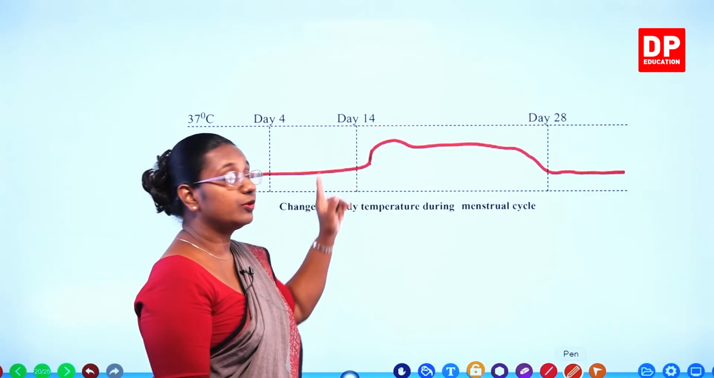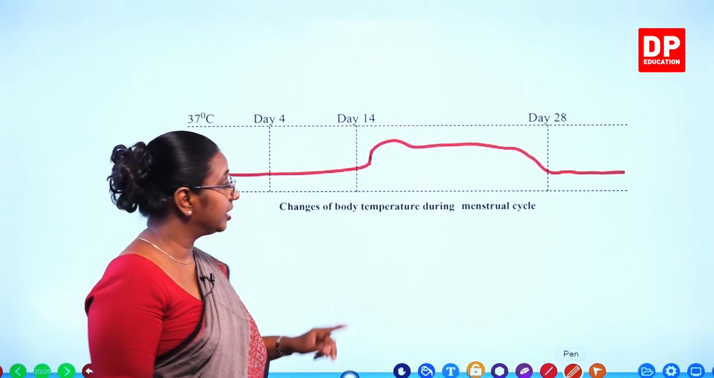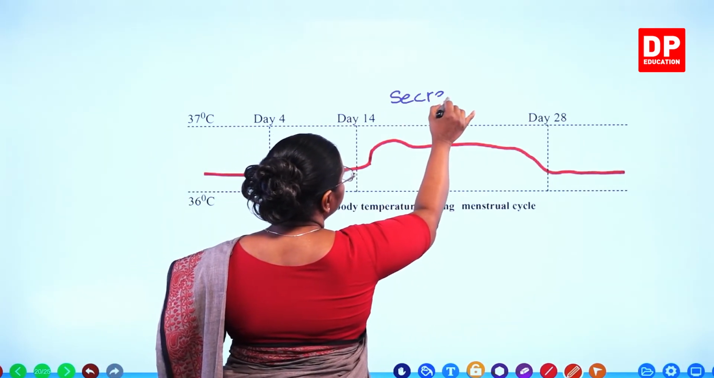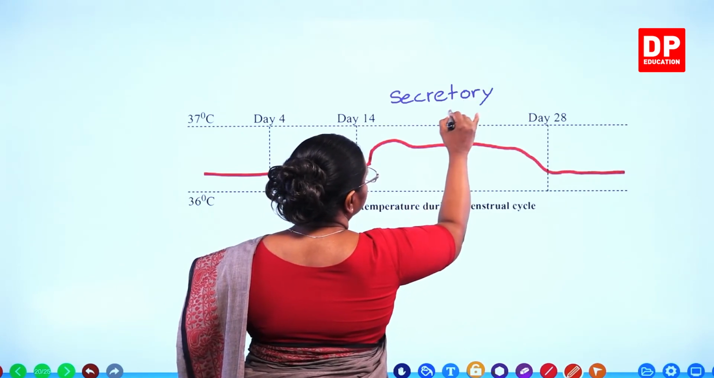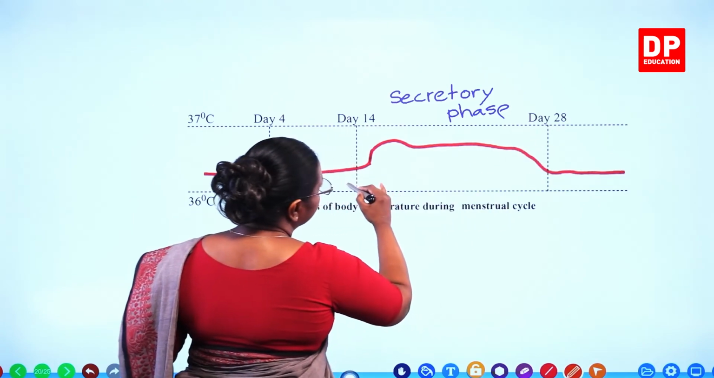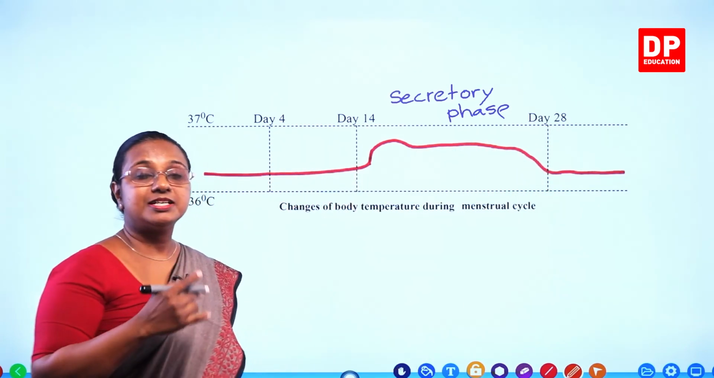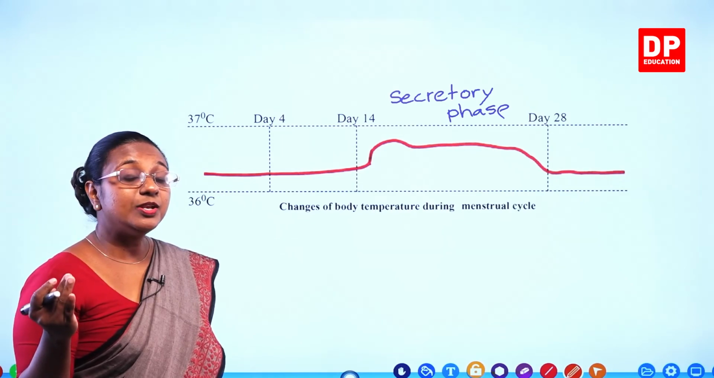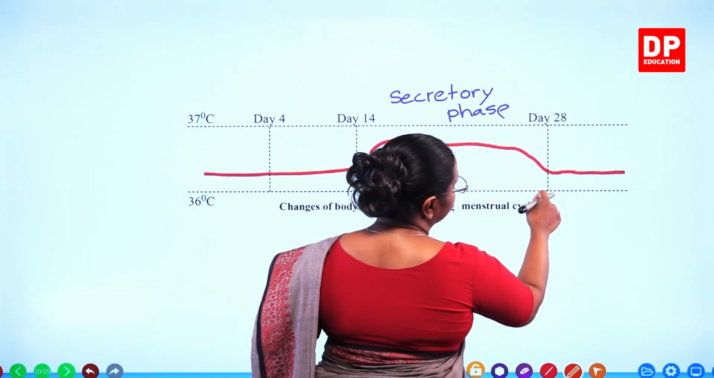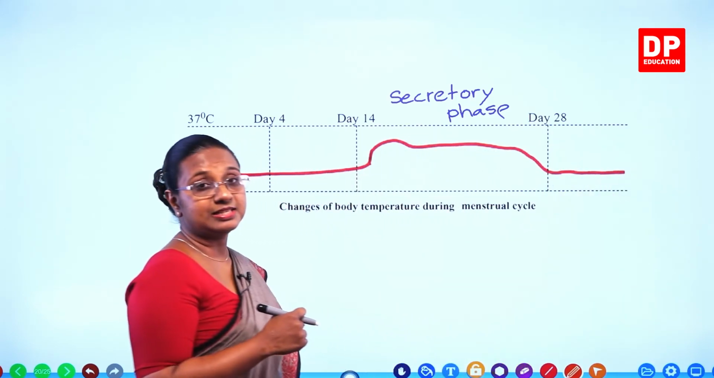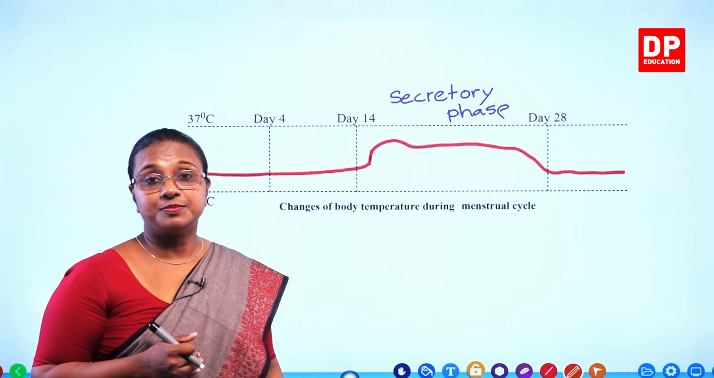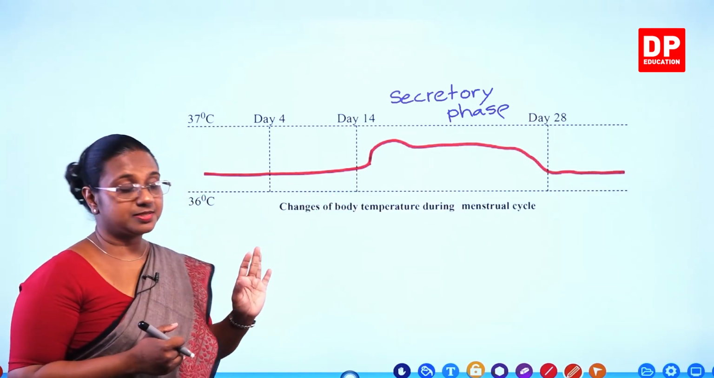But after the 14th day, that is after ovulation, during the secretory phase, from day 14 to 28, you can see the temperature is somewhat high. That is what we normally call the hot flash. After day 28, again the menstrual phase starts. So there again the temperature drops. So this is how it happens.